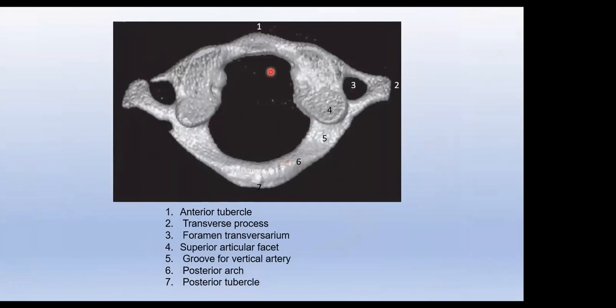Also, we have 3D CT scan of C1. We can see the anterior vertebral arch and posterior vertebral arch. In the anterior arch, we can detect the anterior tubercle, lateral mass, which consists of transverse process and foramen transversarum, superior articular facet. And here we can see the groove for vertebral artery and posterior tubercle.